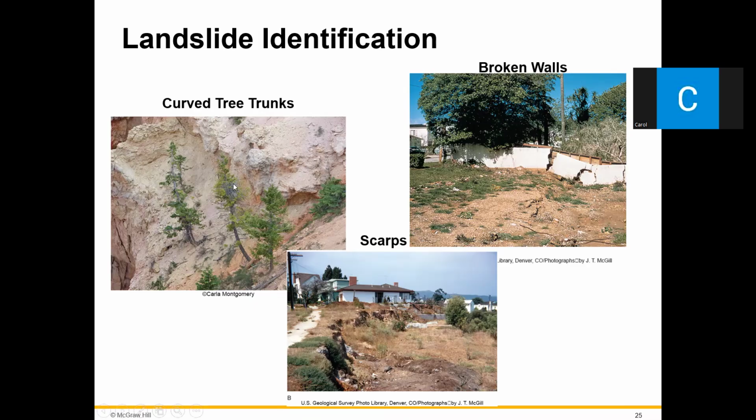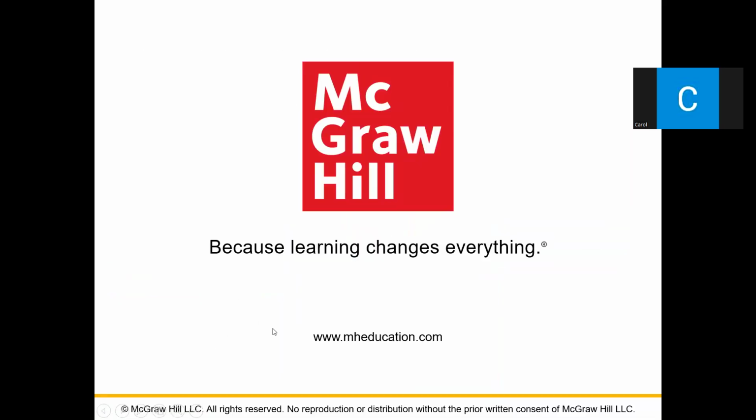And here's an example of curved tree trunks. So the trees like to grow straight up so they can get the sun. And if the earth is moving underneath them, they'll kind of curve. So you'll see that, or you'll see like just leaning telephone poles and stuff. You'll actually see that quite commonly in the mountains in Kentucky too, the leaning telephone poles. And that is it for mitigating landslides.